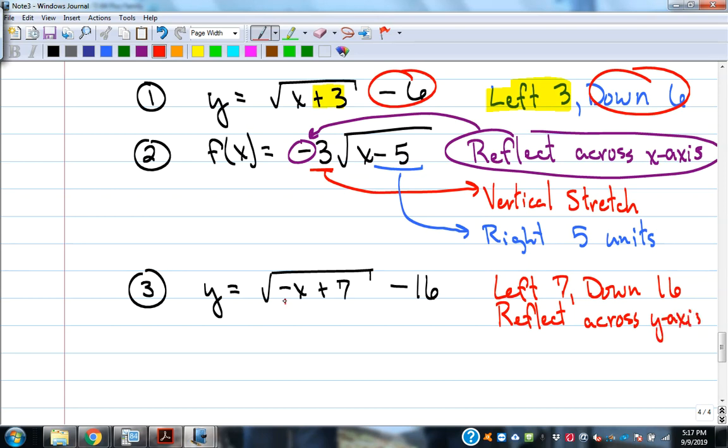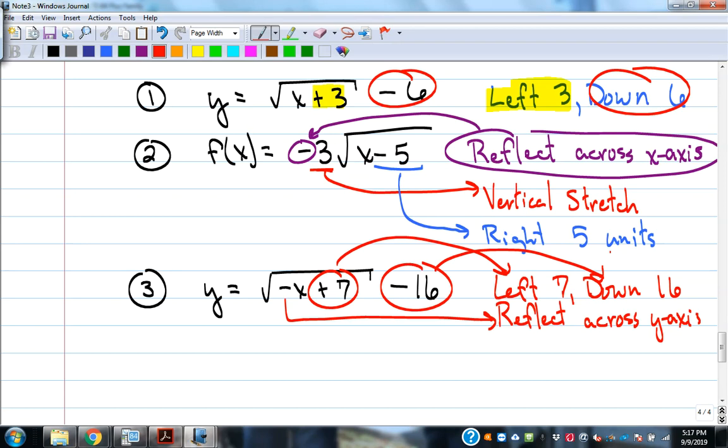So that negative sign right there is the reflection across the y-axis. The +7 is the left 7. The -16 is the down 16. That's where those pieces are coming from. And I'm not going to ask you to do that kind of diagram or anything for quizzes or tests, but knowing where each piece comes from is the key, and being able to tell what all happened to that graph. Okay. All right.